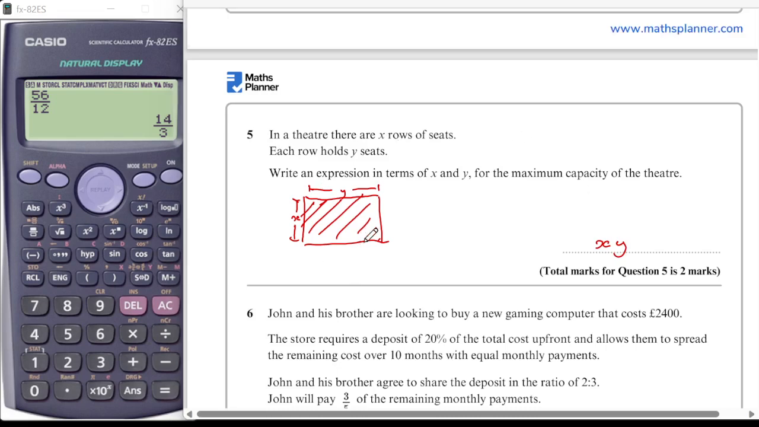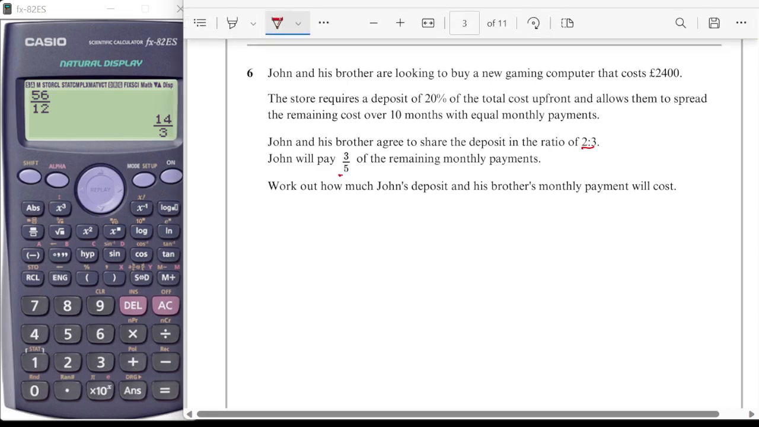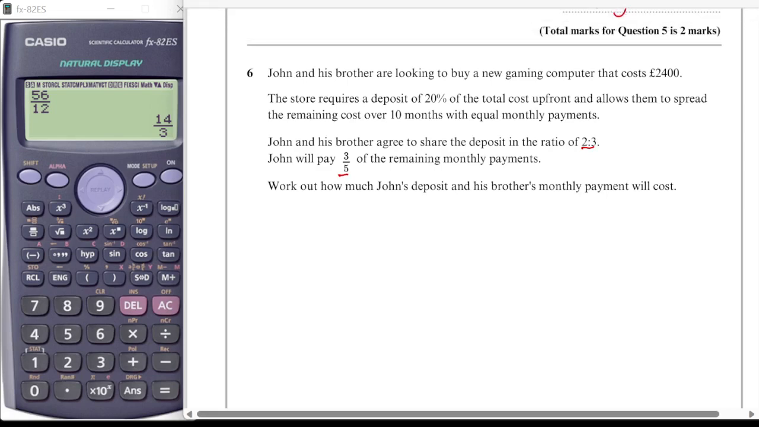Okay, question 6 then. John and his brother are looking to buy a new gaming computer that costs £2,400. Wow. The store requires a deposit of 20% of the total cost up front and allows them to spread the remaining costs over 10 months with equal monthly payments. John and his brother agree to share the deposit in the ratio of 2 to 3, and John will pay 3/5 of the remaining monthly payments. Work out how much John's deposit and his brother's monthly payments are.